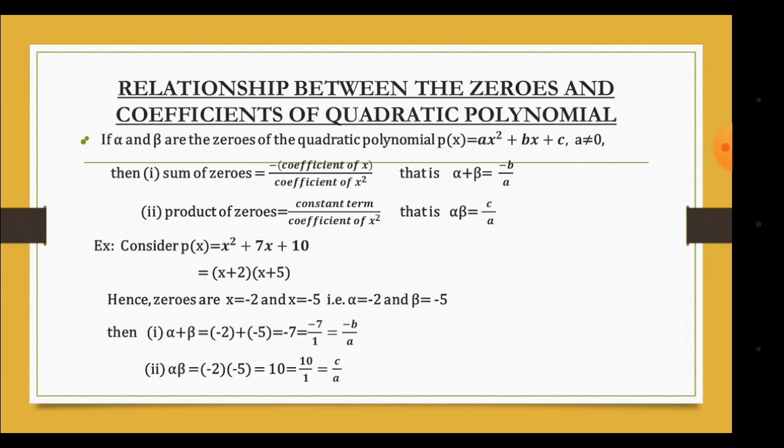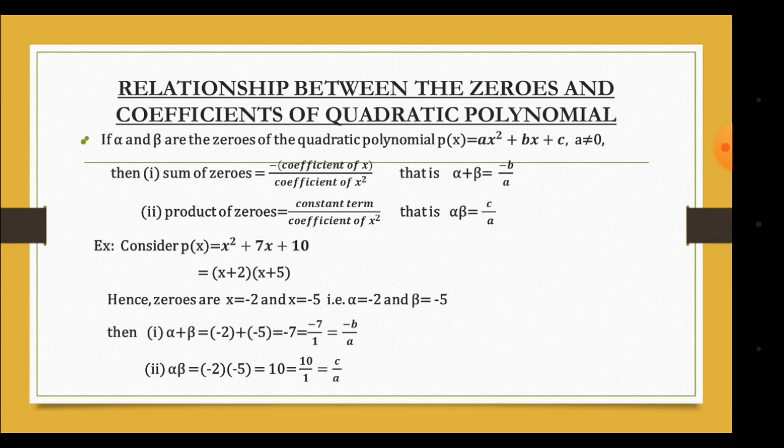Now see the second relation: product of zeros is equal to constant term upon coefficient of x square. Product of zeros means alpha into beta, constant term is c and coefficient of x square is again a. So alpha into beta is equal to c upon a. So you have two relations: first, alpha plus beta equal to minus b upon a, and second, alpha into beta equal to c upon a. Let's see one example.